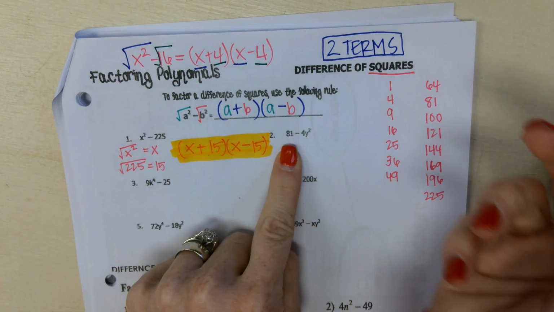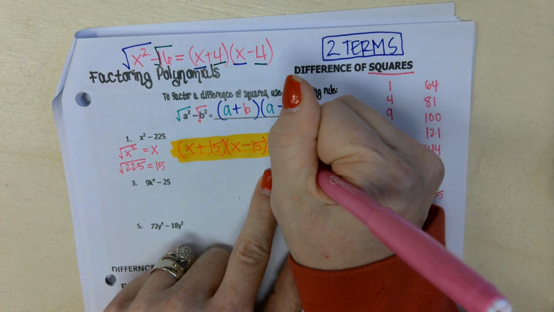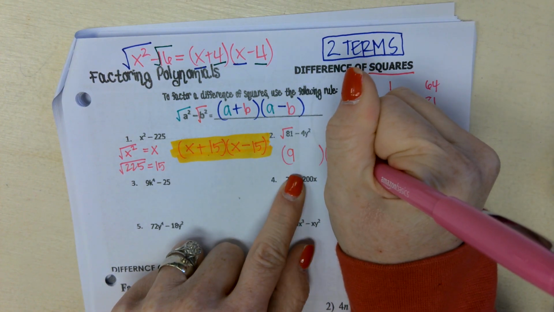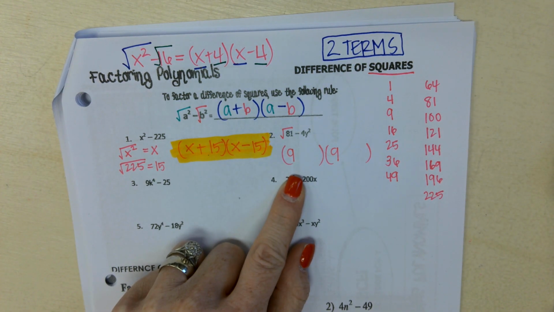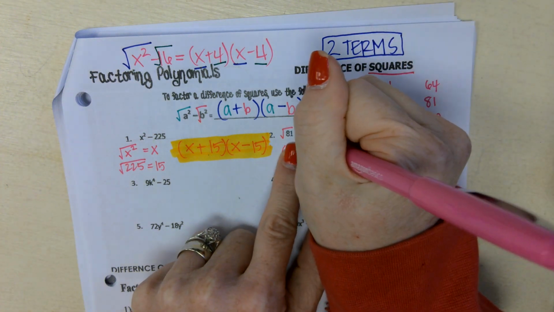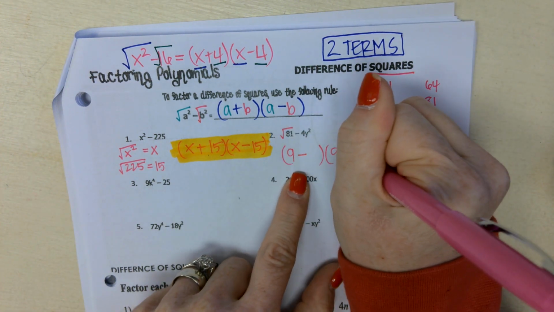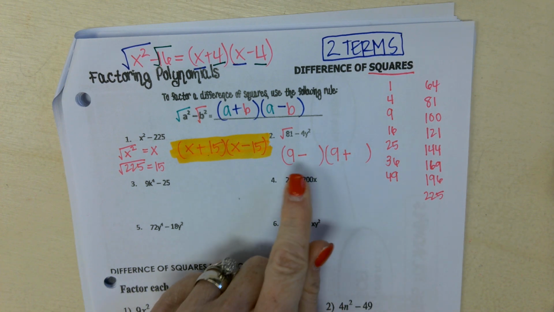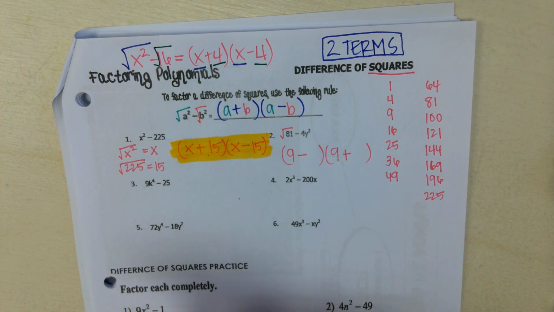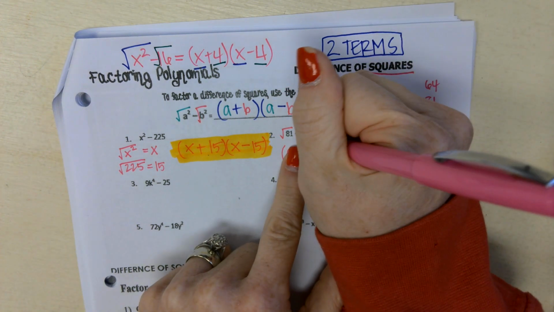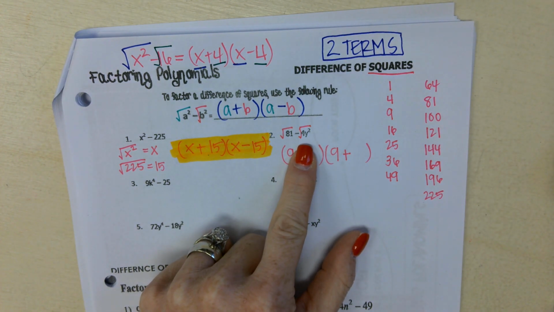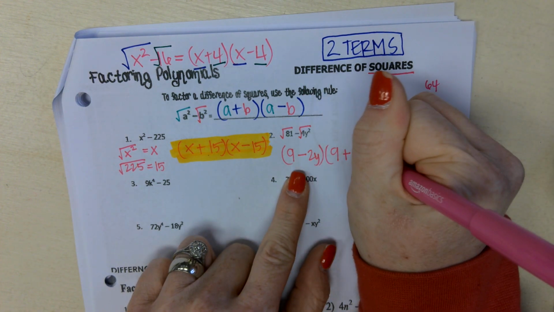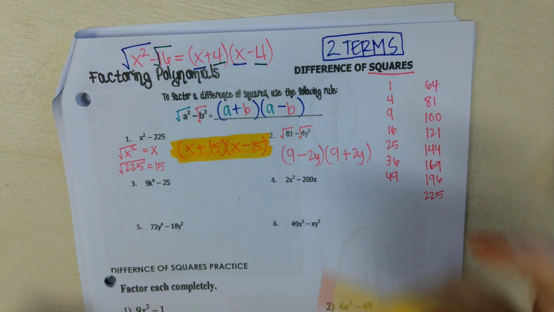All right, number 2. What's the square root of 81? 9. Okay? So, a 9 is going to go in the first position. What is this? And forget the minus. The minus just tells me that one's going to have a plus and the other's going to have a minus. It does not matter where you put the plus or the minus. I put the minus up front this time. If you didn't, I don't care. Okay? What is the square root of 4y squared? You got to do the number and the variable. 2y. And you're done.